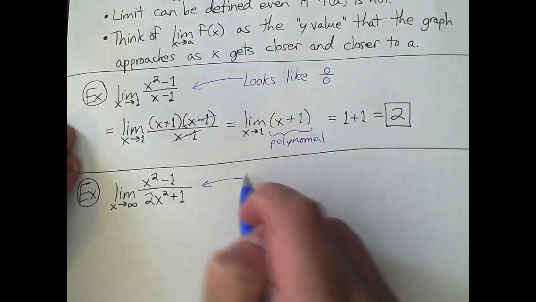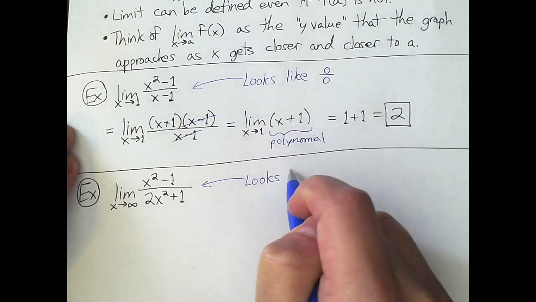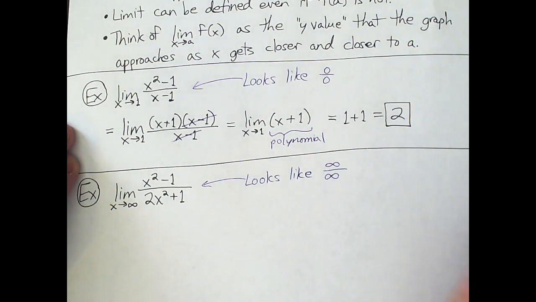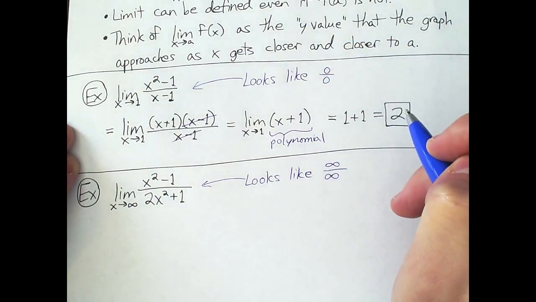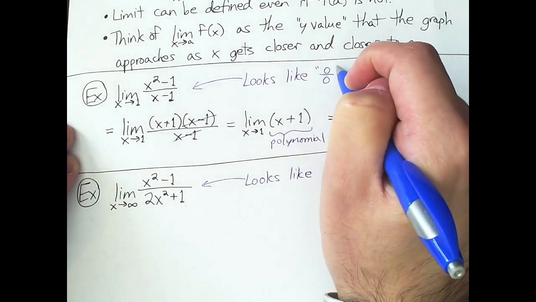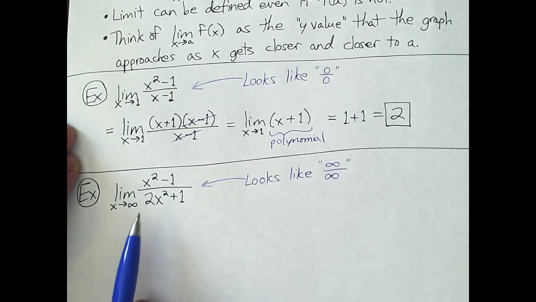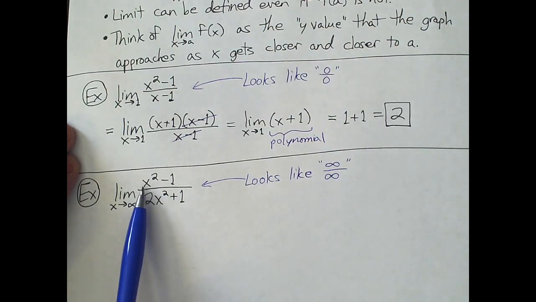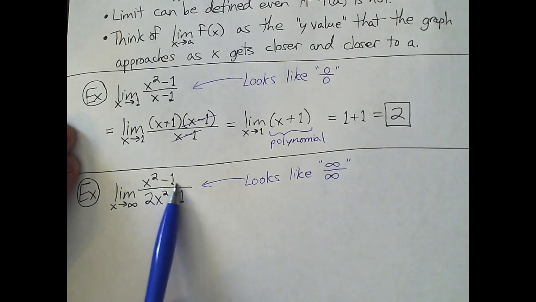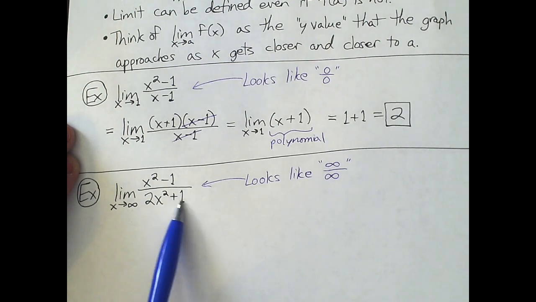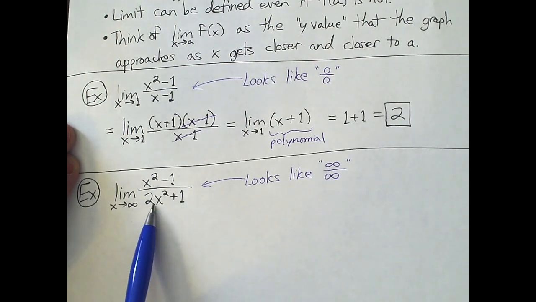I would say that this looks like "infinity over infinity." Maybe I should put these in quotation marks. It's not really 0 over 0. It's not really infinity over infinity. But that's just what it looks like at first glance, because I'm imagining this numerator, x squared. If x gets incredibly large, then x squared gets incredibly large. The minus 1 is pretty insignificant. And then on the bottom, the x squared gets incredibly large. The little plus 1 is pretty insignificant. Yeah, it kind of looks like both the top and the bottom are approaching infinity.